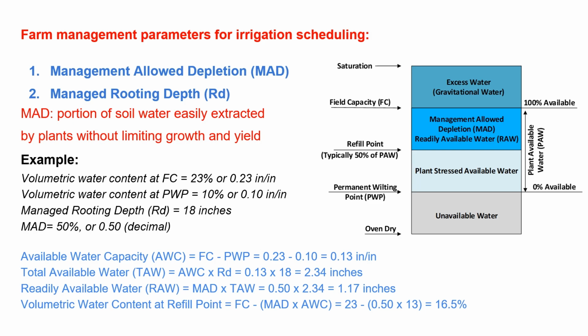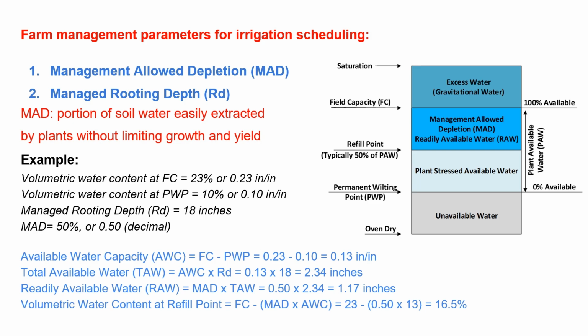The sketch on the screen shows that management allowed depletion is a concept in irrigation scheduling that determines how much to irrigate. MAD is a threshold level that refers to the portion of soil moisture that can be depleted before irrigation becomes necessary to prevent crop stress. The threshold is also known as the refill point.